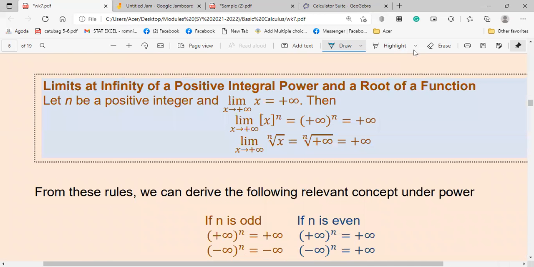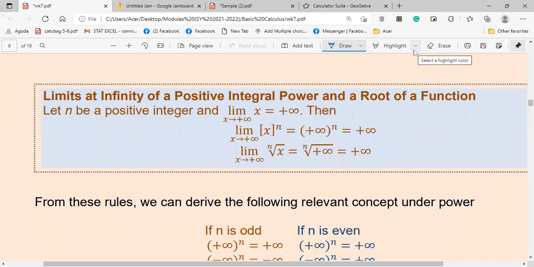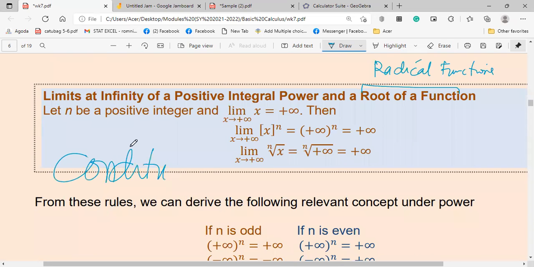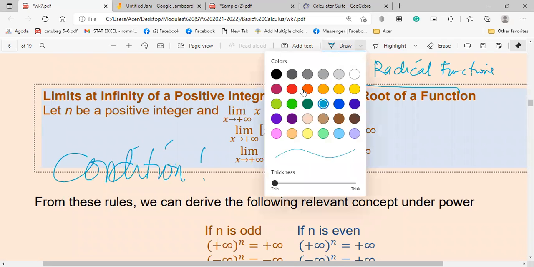Okay, ito, interesting na to. Dahil from this rule, ay papunta na tayo sa iba pang nangyayari kay infinity. Limits at infinity of a positive integral power and a root of a function. Root function, usually, we call this one as radical functions. On some books, okay, radical functions ito. May mga libro kasi na root function, may mga ganun-ganun silang nababanggit. But these are radical functions. Okay? Again and again, always see the condition. May I highlight this one? So ano yung condition?